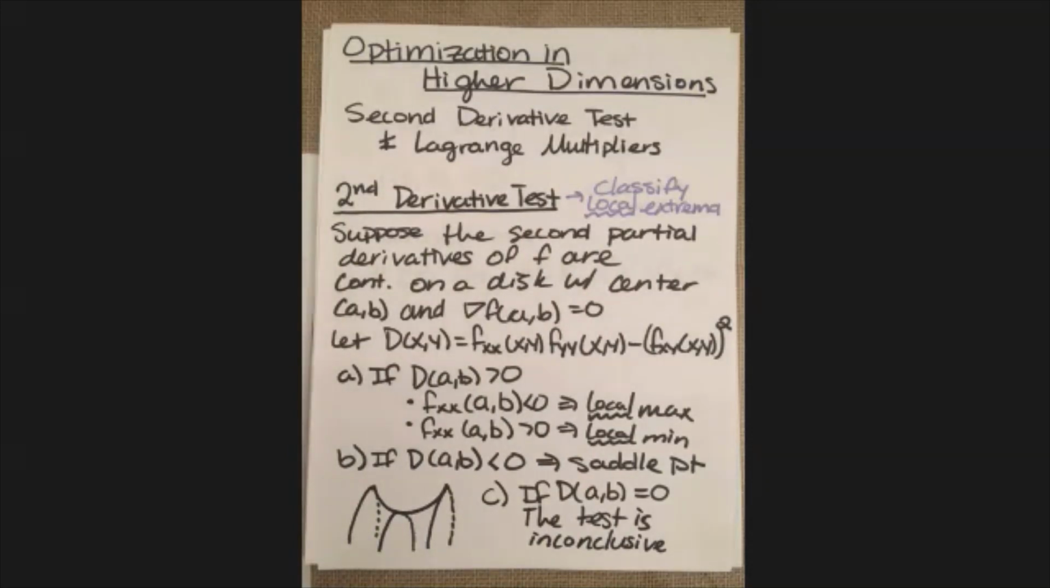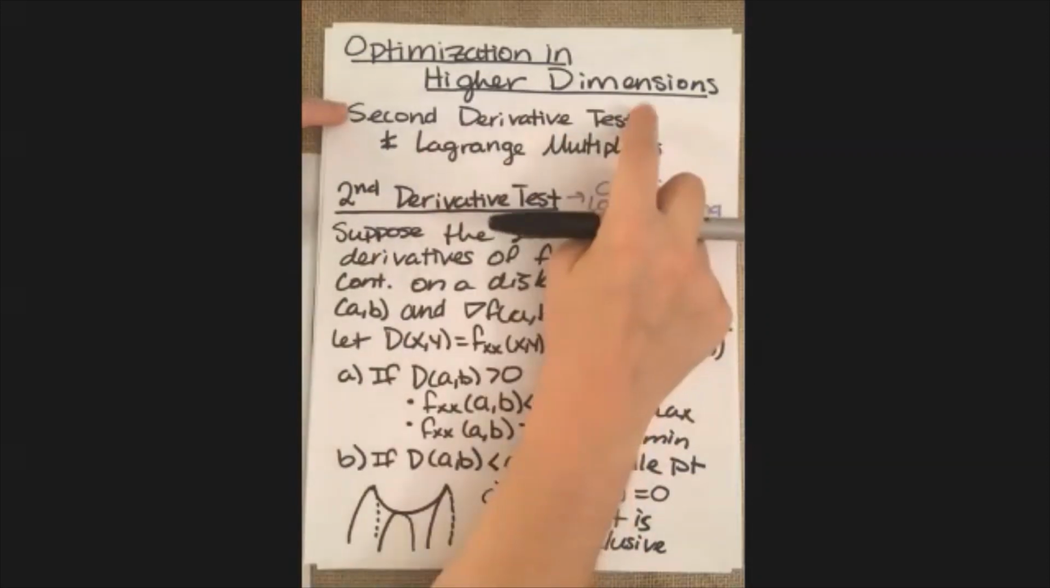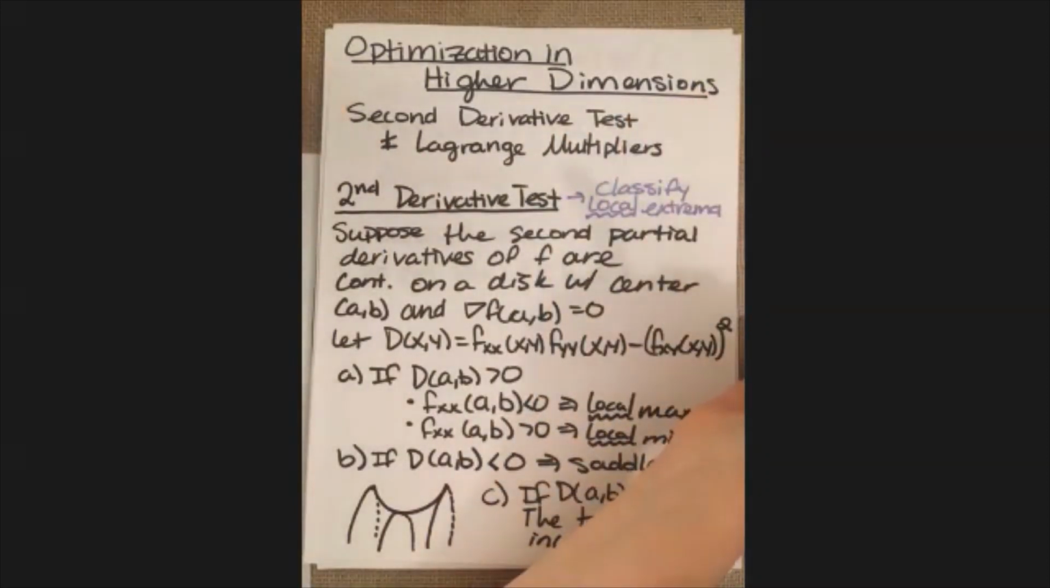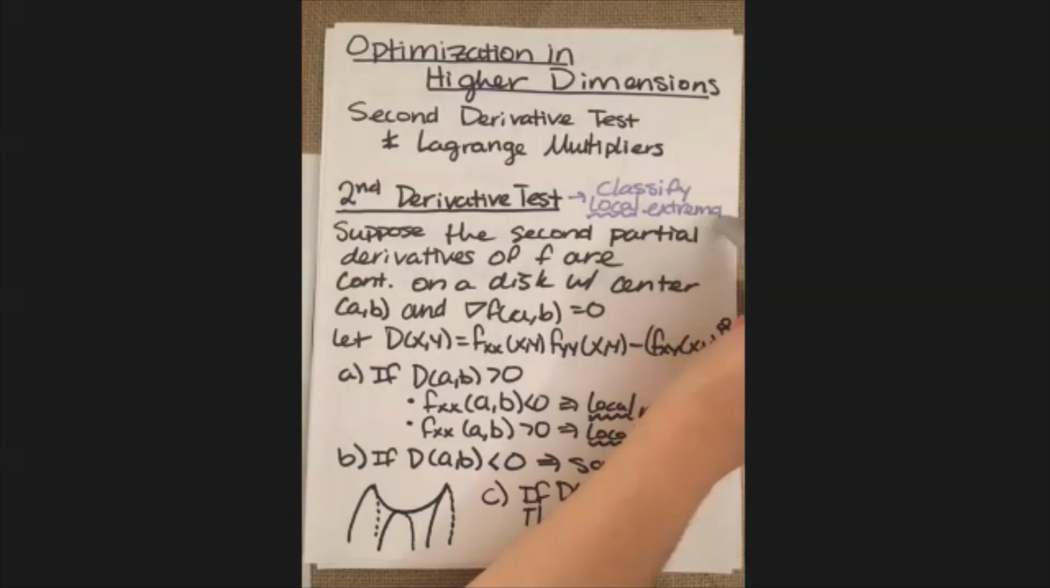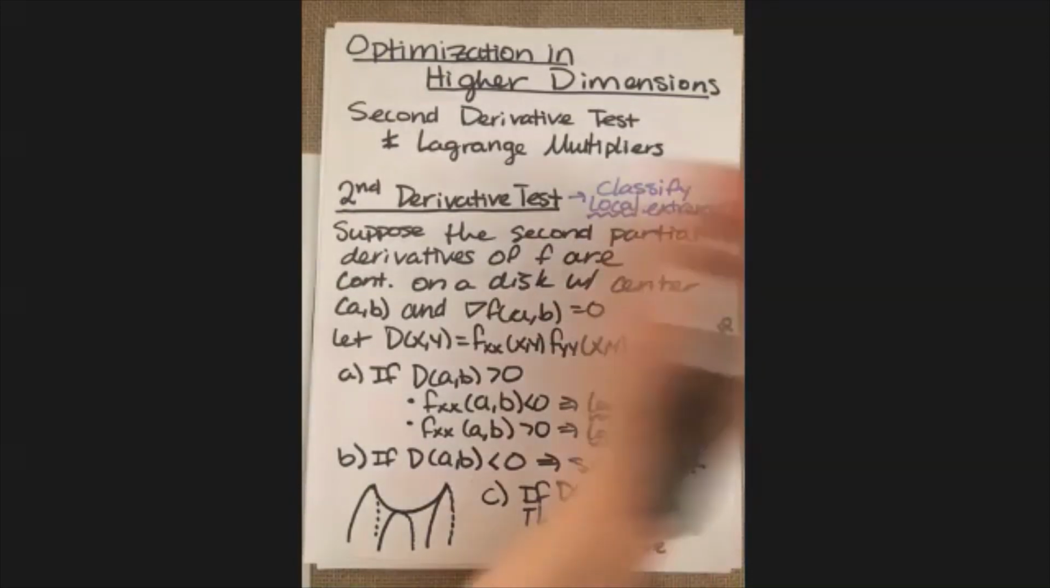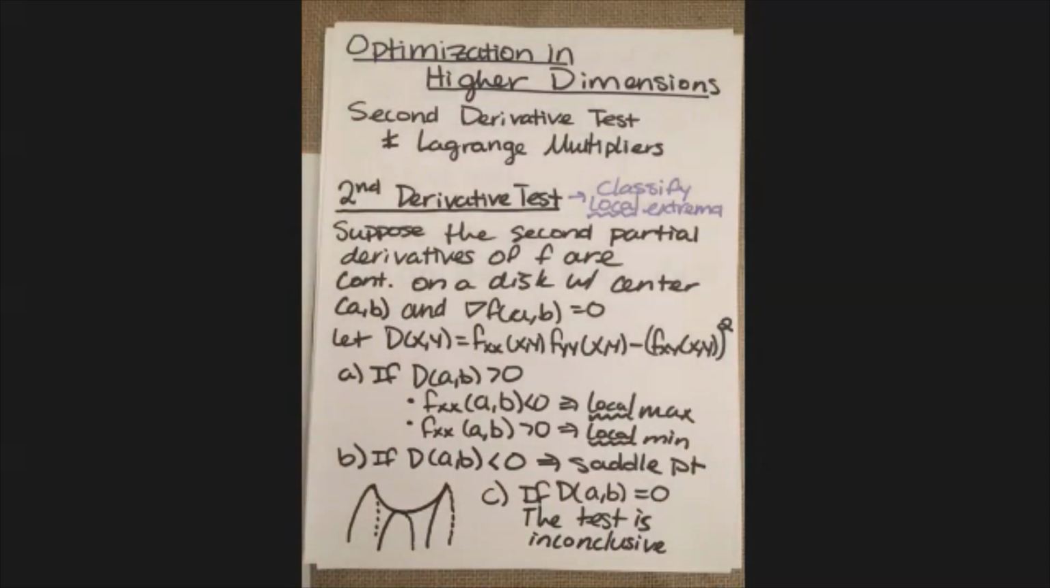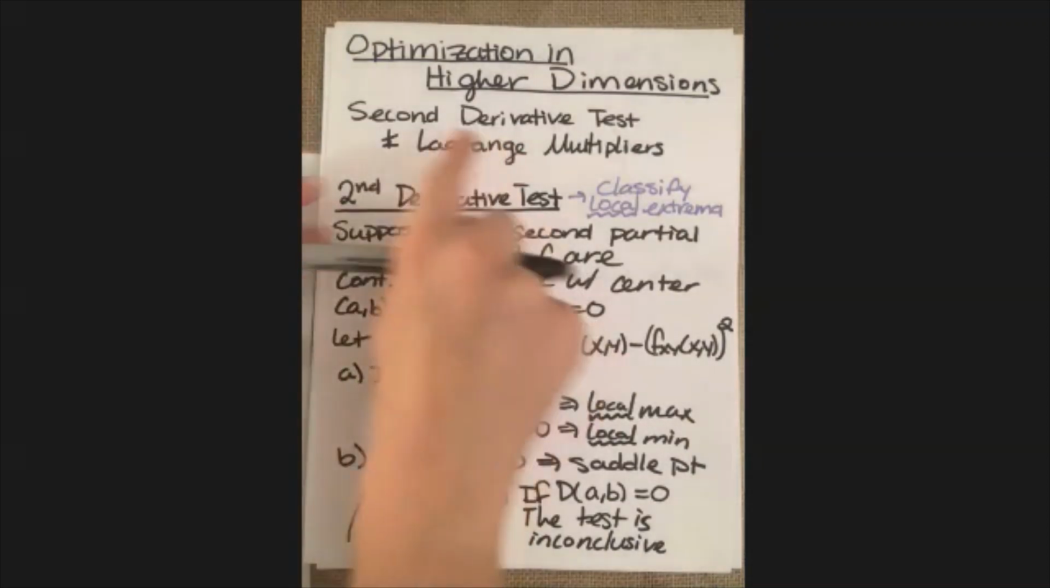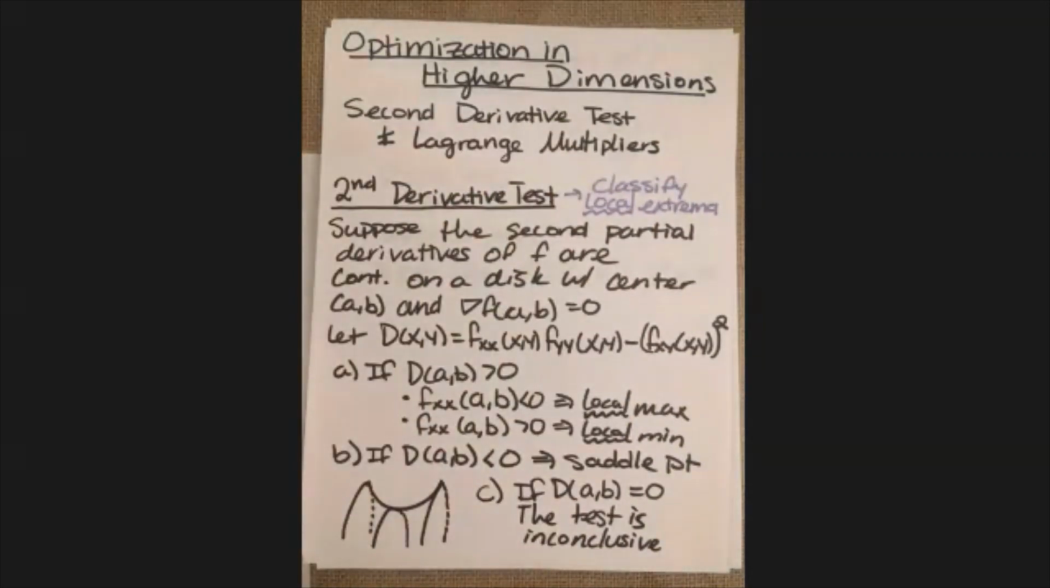But anyway, that's the big idea behind the second derivative test and Lagrange multipliers. Again, the second derivative test will give you local extrema, and then Lagrange multipliers will give you absolute maximum and absolute minimum, because you're working with a constrained set. So anytime that you're given a constraint, you want to use Lagrange multipliers in some form.